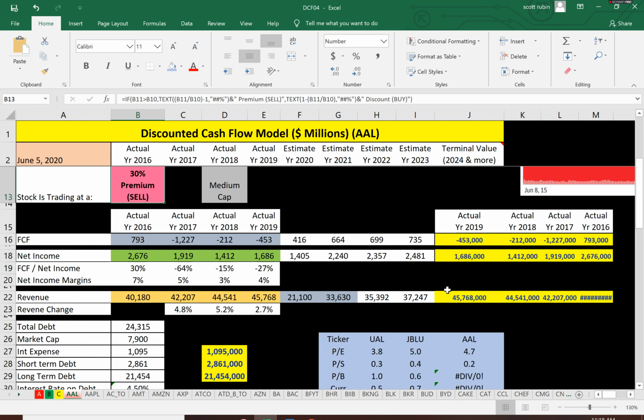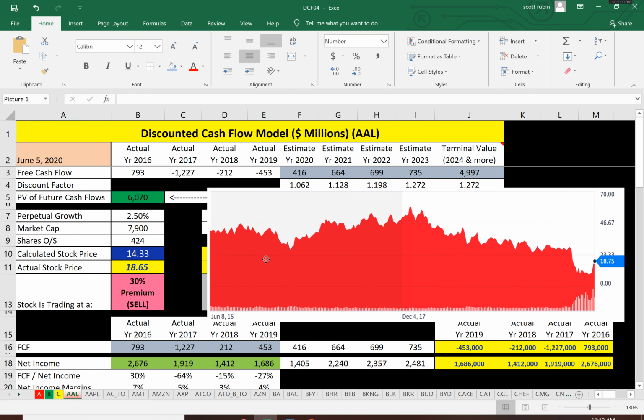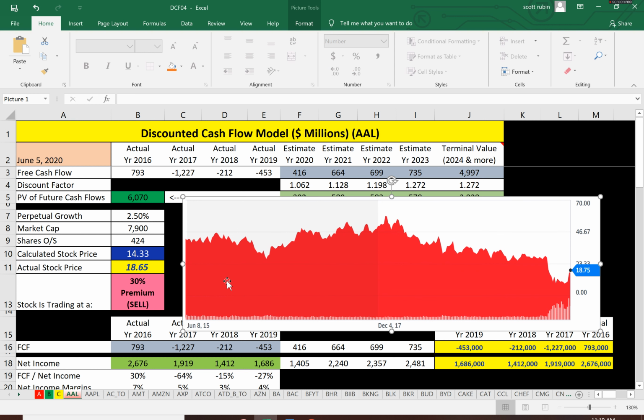So let's see what the values are. We estimated future free cash flows for 4 years. Then we did a terminal value, which is all years past year 4. And then we discounted those numbers back to today. And we got a value of the company of $6.1 billion. When we divide that by 424 million shares, we get a stock price of $14. And it's trading at almost 19. It's up pretty nicely today. So you can see, according to the model, it's a sell. It's trading at a 30% premium. We're valuing the stock at $14.